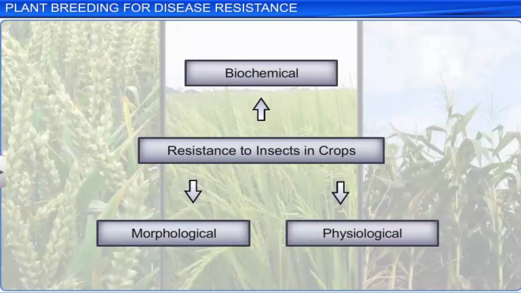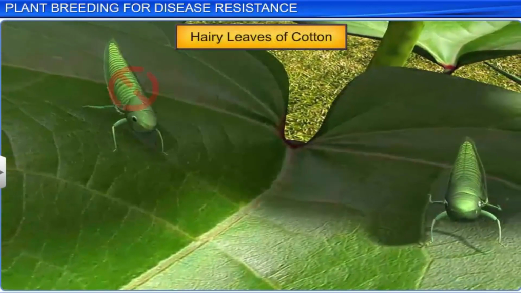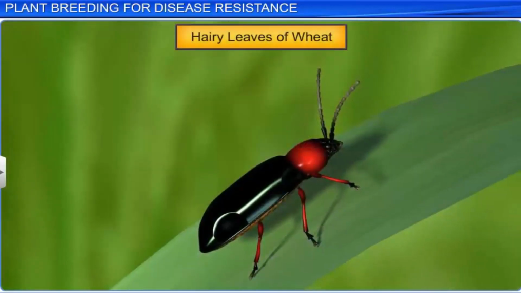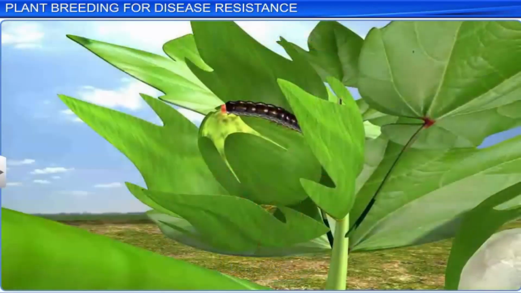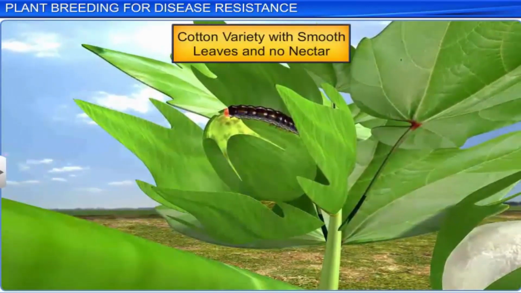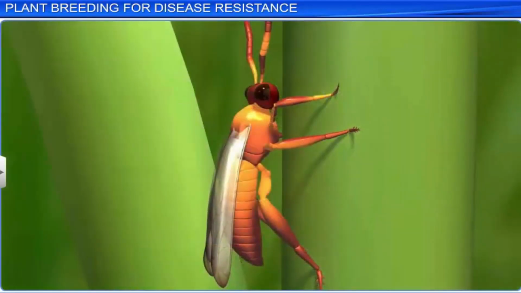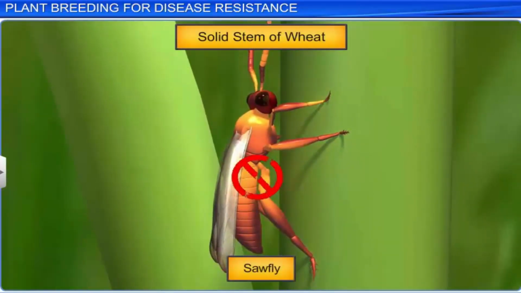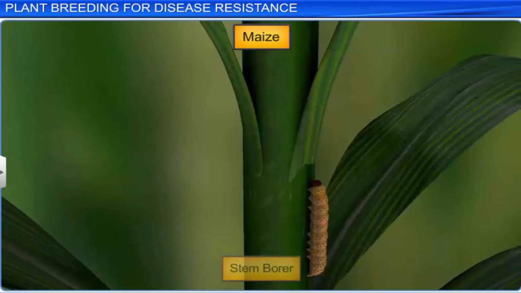For example, hairy leaves on cotton make it resistant to jassids, while hairy leaves on wheat make it resistant to cereal leaf beetle. Also, smooth leaves and the absence of nectar in some cotton varieties protect them from bollworms. Similarly, solid stems of wheat protect it from stem sawfly, whereas maize is protected from stem borers due to its high aspartate and low nitrogen and sugar content.